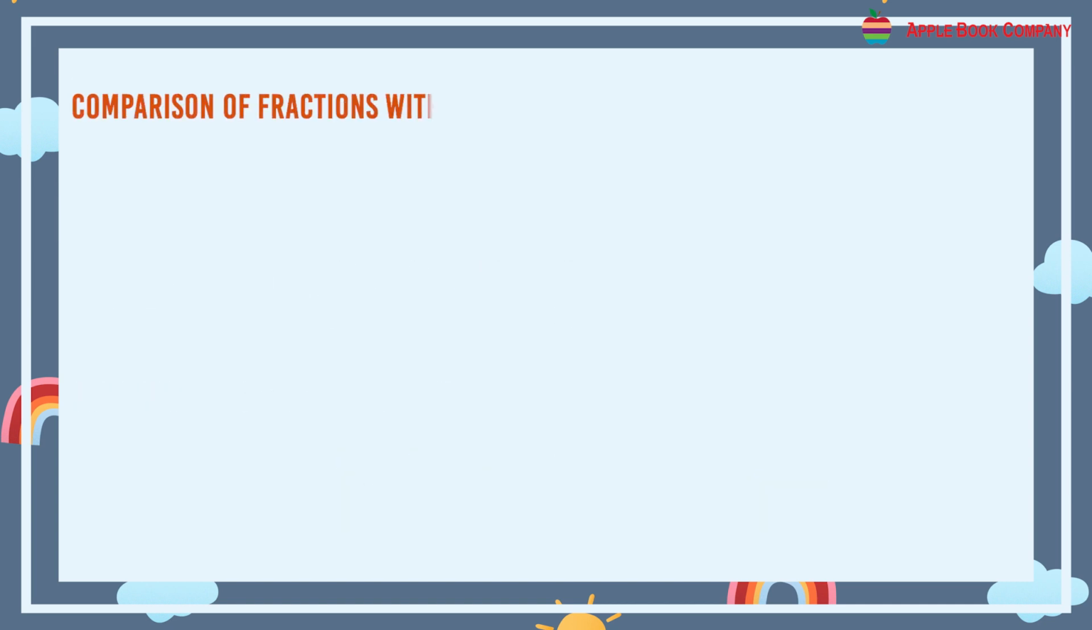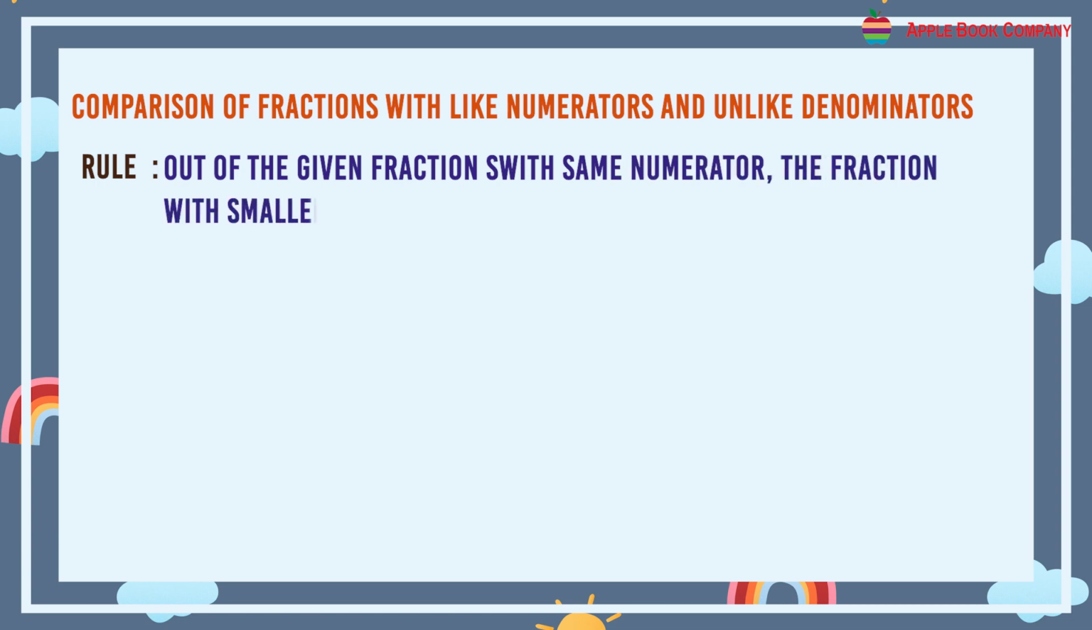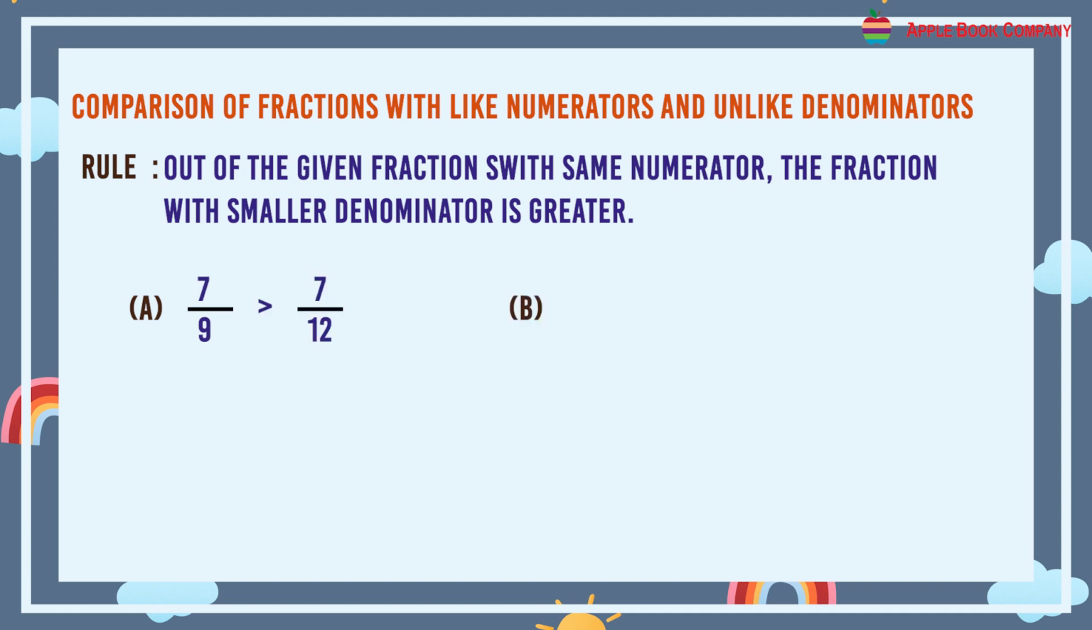Comparison of fractions with like numerators and unlike denominators. Rule: Out of the given fractions with the same numerator, the fraction with the smaller denominator is greater. For example, a) 7/9 is greater than 7/12. b) 5/9 is greater than 5/14. c) 14/27 is greater than 14/35.